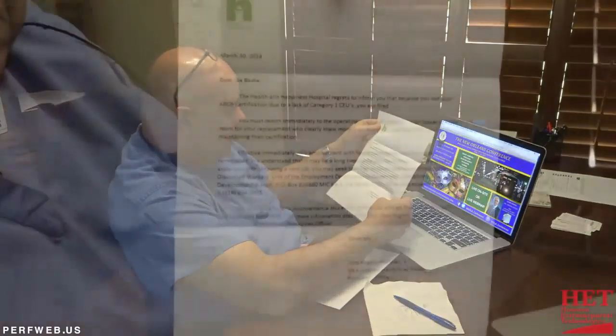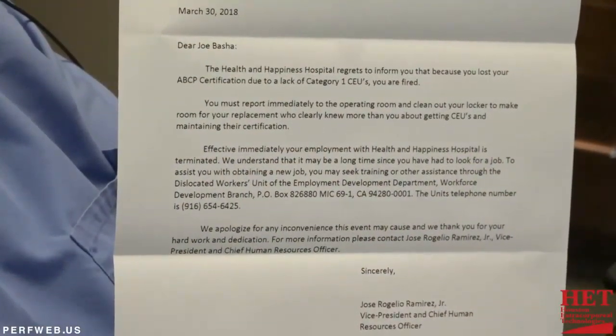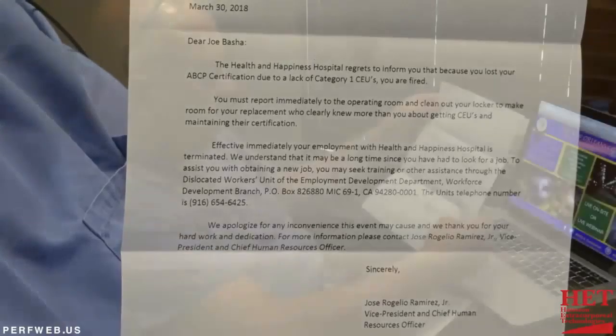Hey Joe, you received a letter from your job, man. Hey, dude, thank you so much. Dear Joe Basha, the Health and Happiness Hospital regrets to inform you that because you lost your ABCP certification due to a lack of Category 1 CEUs, you are fired. You must report immediately to the operating room and clean out your locker to make room for your replacement, who clearly knew more than you about getting CEUs and maintaining their certification.